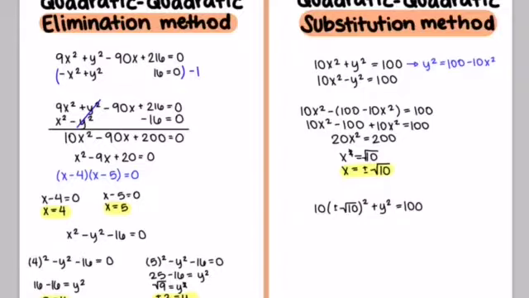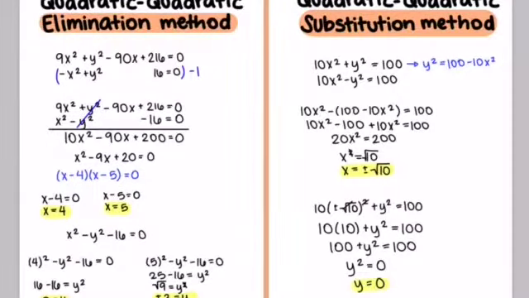So it's going to give us 10 times 10 plus y squared equals 100. Now we're going to pass the hundreds to one side, and it's going to give us 0. The square root of 0 is 0, so y equals 0. Now the coordinates, don't forget them.